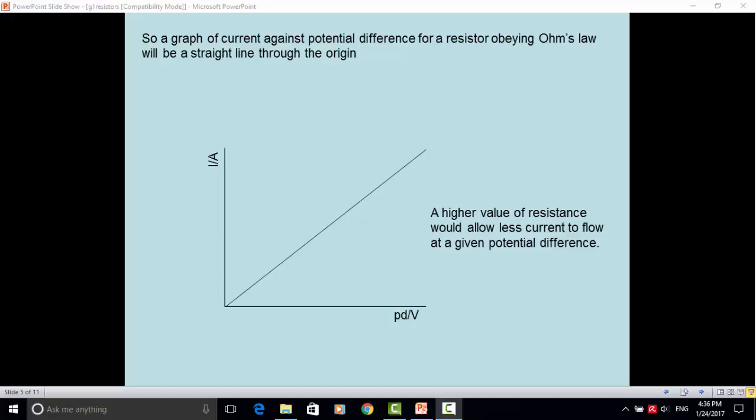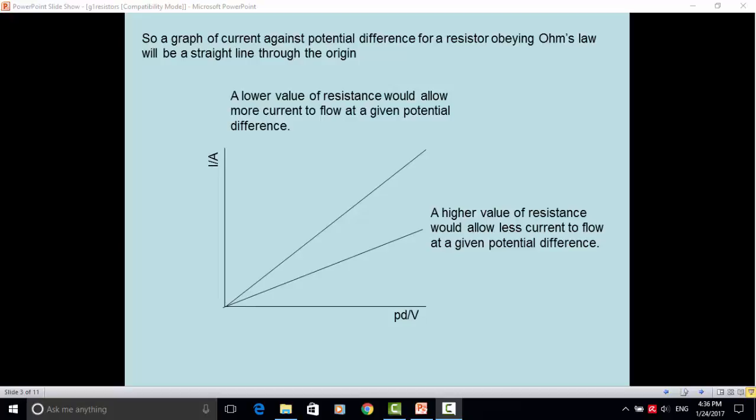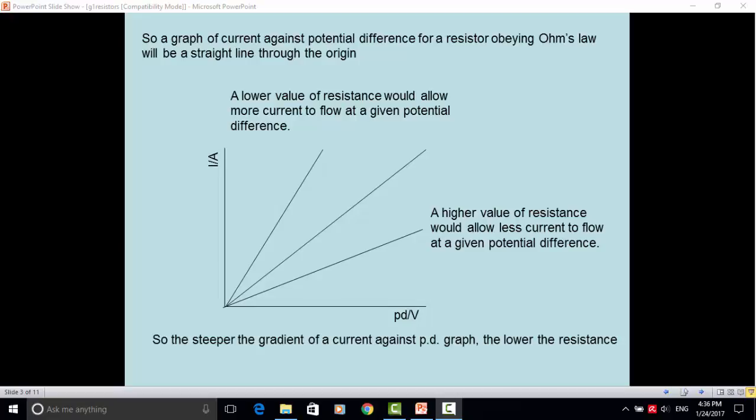A higher value of resistance would allow less current to flow at a given potential difference, and so give a lower gradient. A lower value of resistance would allow more current to flow for a given potential difference, and so a steeper gradient. The steeper the gradient of a current against potential difference graph, the lower the resistance.